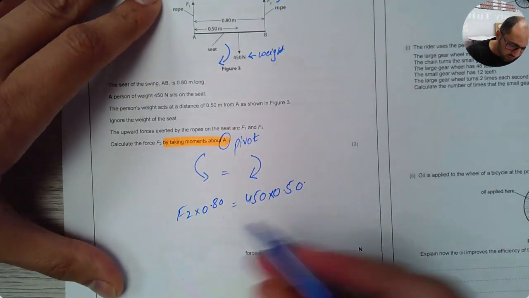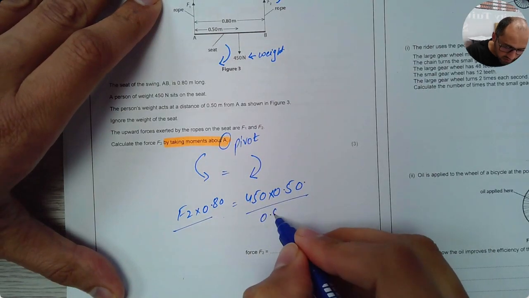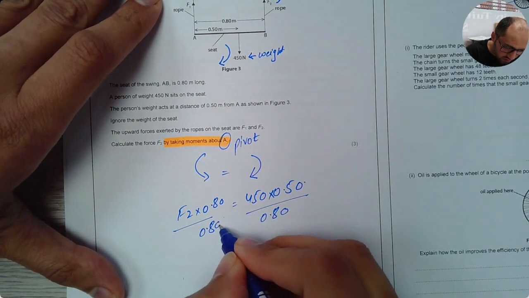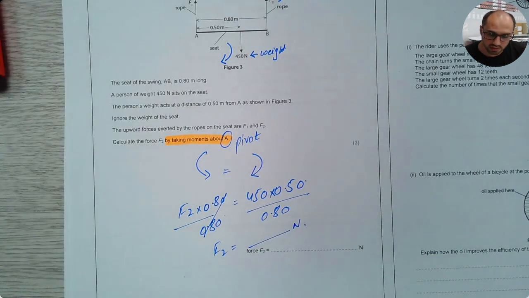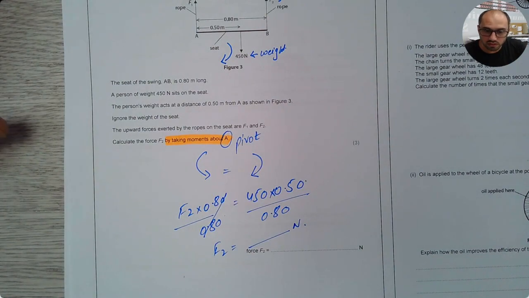Now, if you solve it, you'll divide both sides by 0.80. This is gone. You'll be left with the value of F2 in newtons. And that's how you work out the value of force using the principle of moments.